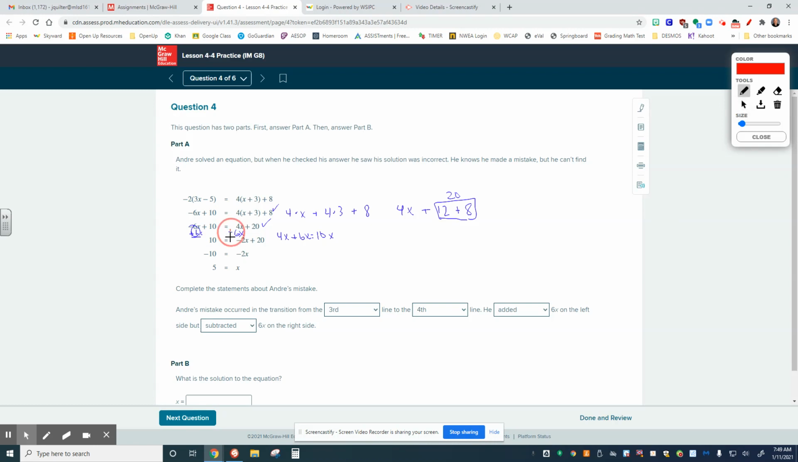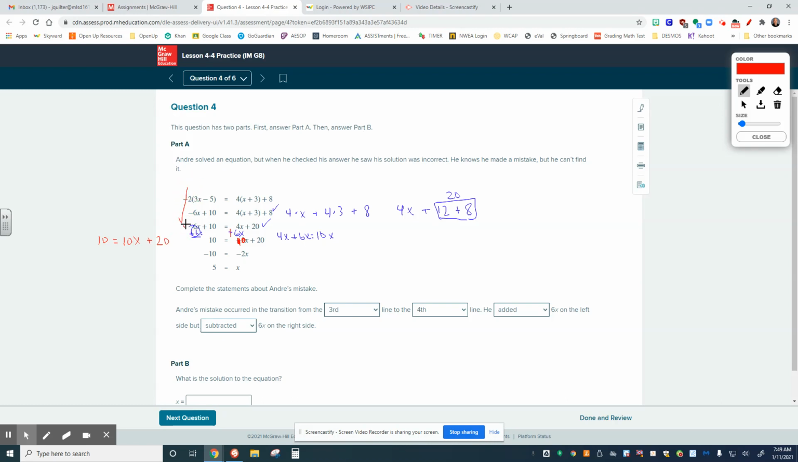And instead of subtracting 6x, let's add the 6x. And let's go right here and change this to 10x. So what you're doing is you're only going to solve from this step. 10 is equal to 10 times x plus 20. Solve from right there. You don't need to do all this other work up above here.